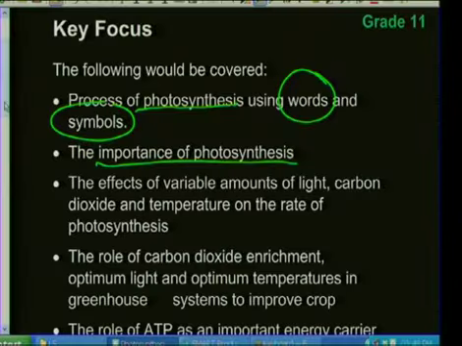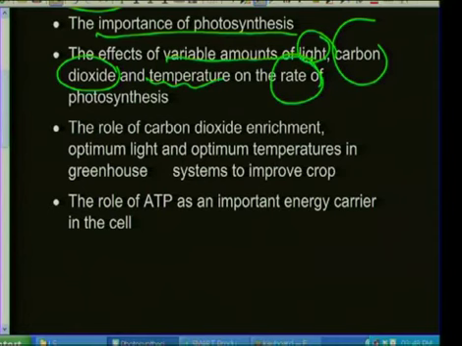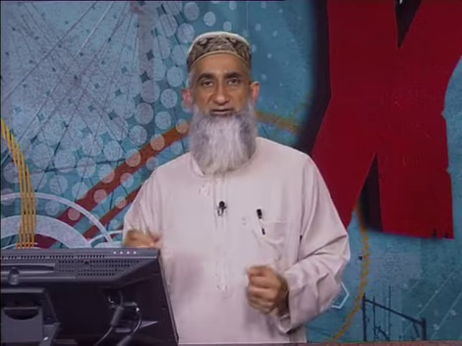Importance of photosynthesis. We then move on to look at the effects of variable amounts of light, carbon dioxide, and temperature on the rate of photosynthesis. In other words, what do these things do, these variables? What are these variables again? Light, carbon dioxide, and temperature. And we're looking at their effect on the rate of photosynthesis. In other words, do they speed up the rate of photosynthesis? Do they slow it down? Do they have no effect? This is what we want to look at here.